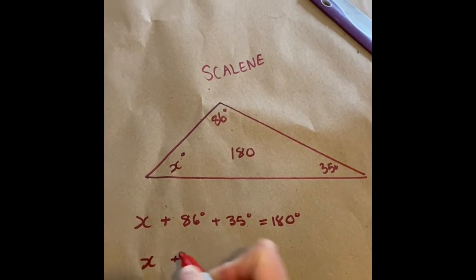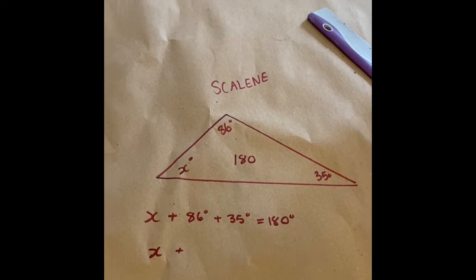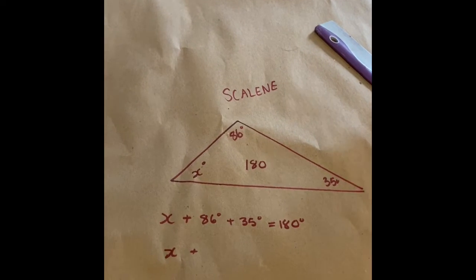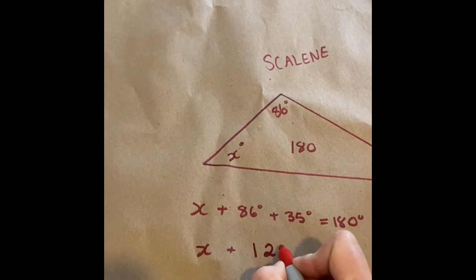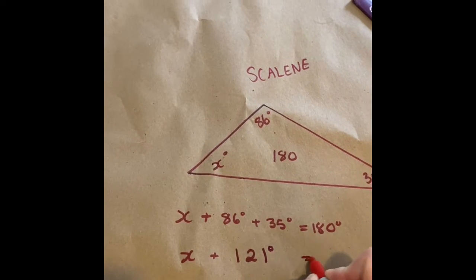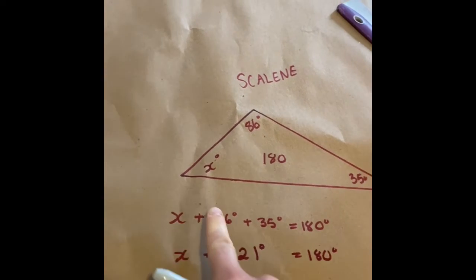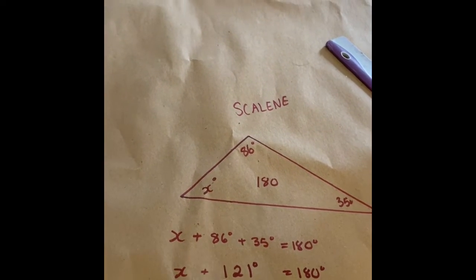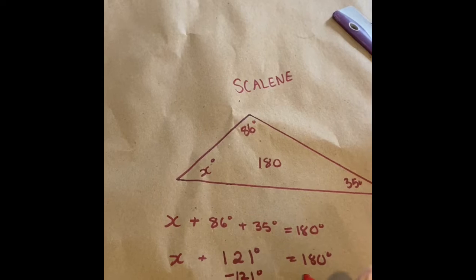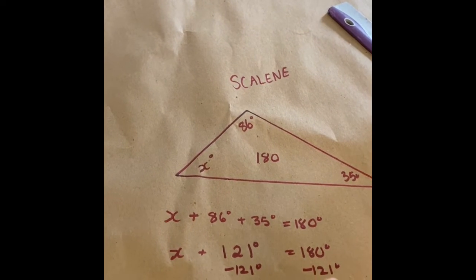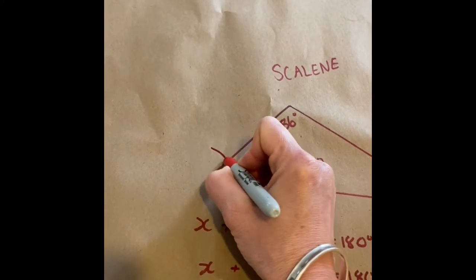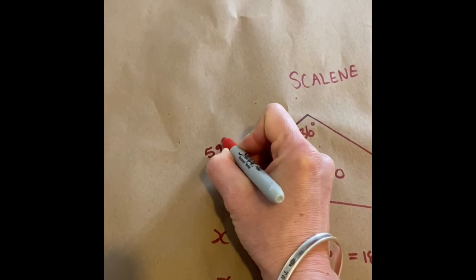So what number plus, okay, so 86 and 35, when I put those together, 80, 90, 100, 110, 121, I believe. 121 degrees is equal to 180. When I combine those two, I get 121. So what number plus 121 is going to give you 180? Well, I can balance my equations. I can subtract 121, subtract 121. So it means my x is going to be equal to 59 degrees. This angle right here is 59 degrees.